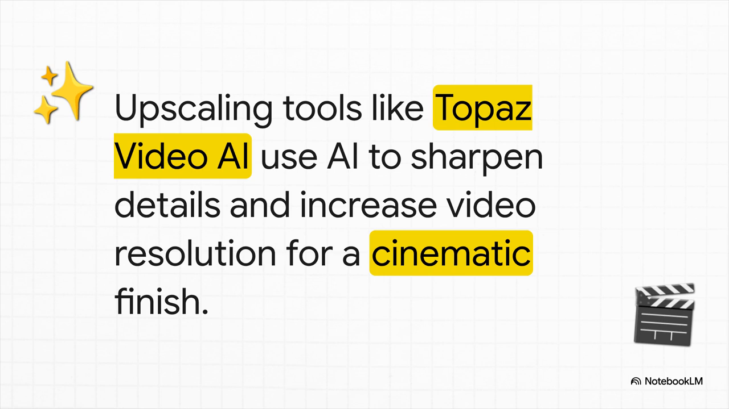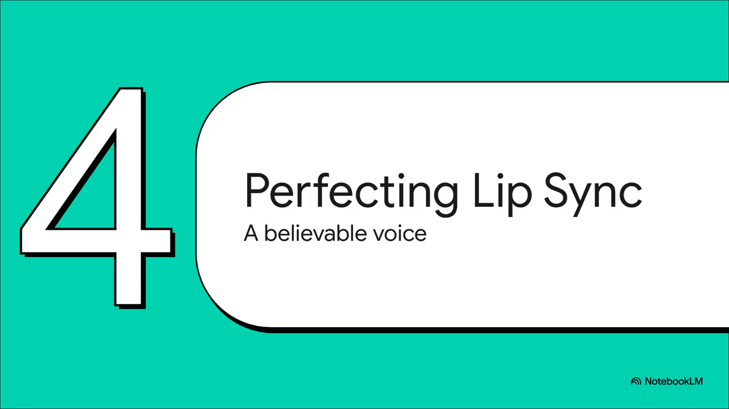So why does this matter? Well, because high resolution just adds a ton of perceived value and makes sure your work looks fantastic on any screen. And now for what feels like the holy grail of AI video realism, lip sync. Getting a character's mouth to move believably with an audio track is honestly one of the toughest challenges out there, but it's the absolute key to unlocking an emotional connection in any scene with dialogue.